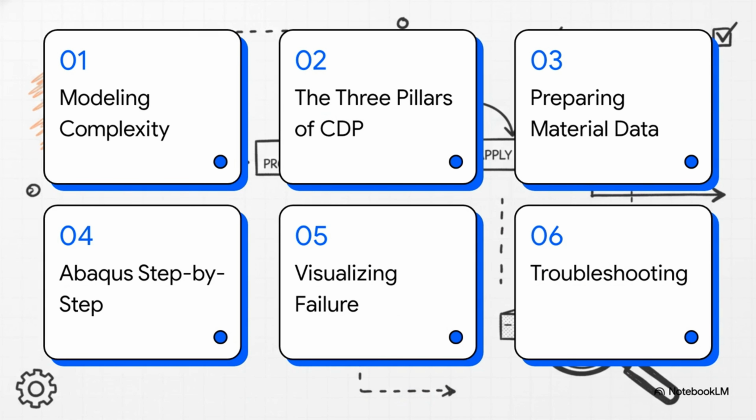So here's our game plan for today. We're going to start with the why this model even exists. Then we'll break down its 3 core concepts. After that, we hit the most critical part, getting your material data ready. From there, it's into the software for a step-by-step guide. Then we'll look at how to show complete failure, and we'll wrap it all up with some essential troubleshooting tips.